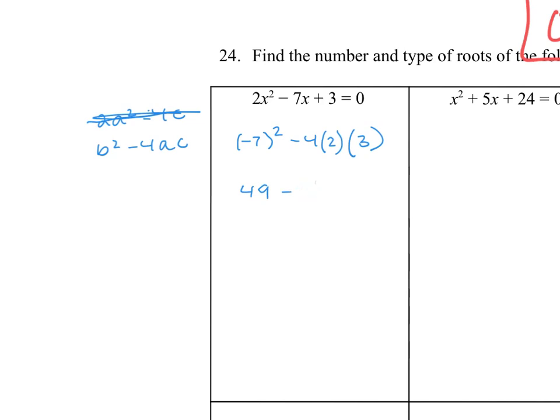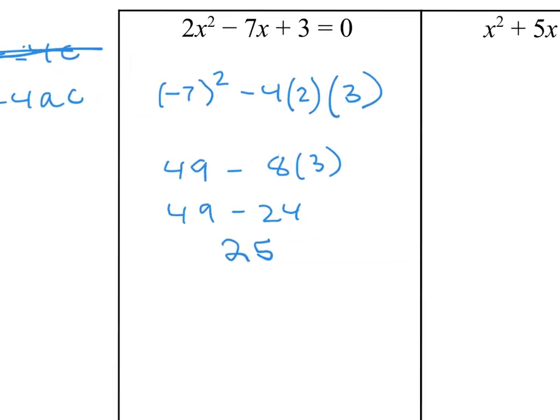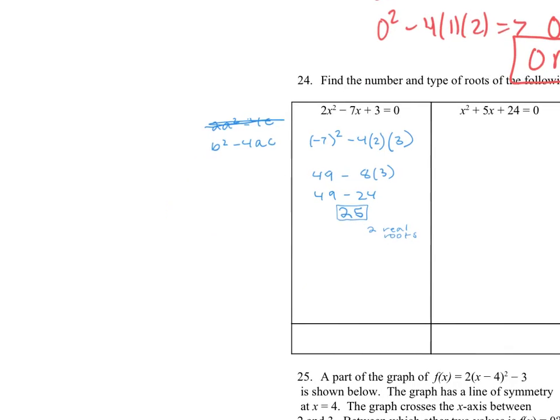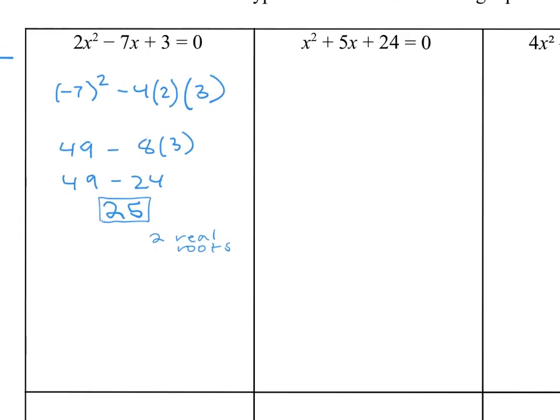Alright. Let's see. It's going to be 8 times 3. So we got 49 minus 24. And that is 25. So since it is positive, since it's greater than 0, that means you have 2 real roots.